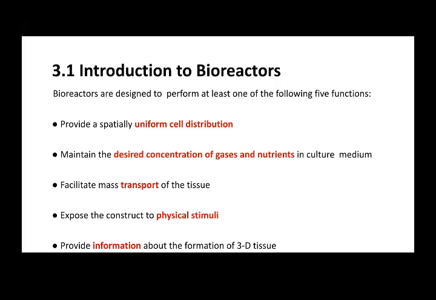Therefore, it has to be closely monitored and regulated, and that's why we have the bioreactors, which provide a uniform cell distribution. They maintain the desired concentration of gases and nutrients required by the tissue in the cultured medium. They also facilitate mass transport of the tissue, expose the construct to physical stimuli, and provide information about the formation of 3D tissue.